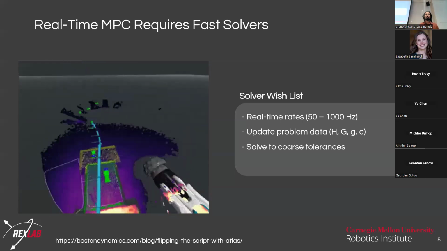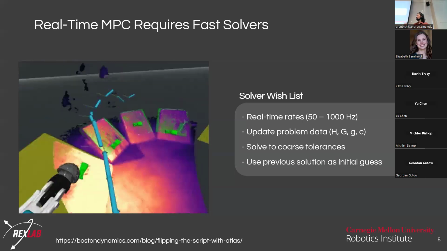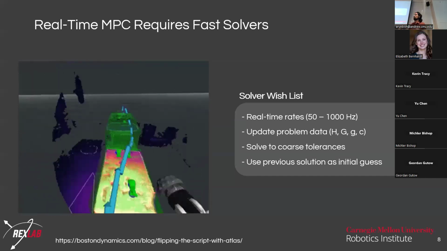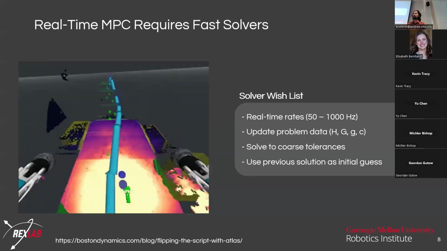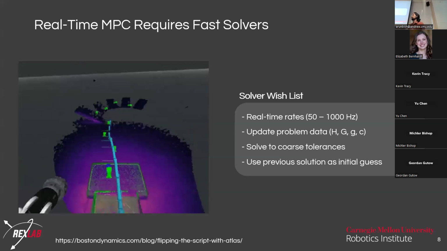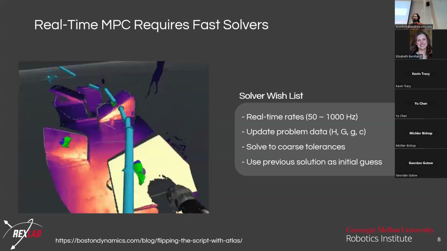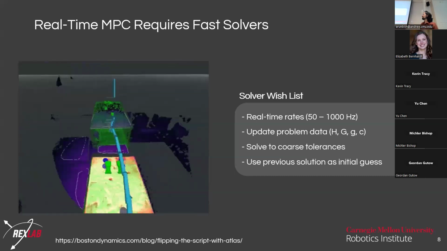And then in order to do that, we can observe that the problem, these blue arrows, is not changing significantly time step to time step. And so we want to use previous solutions to warm start the problem and use it as an initial guess instead of solving from scratch every time. So this is challenging. This is a challenging set of requirements to meet.